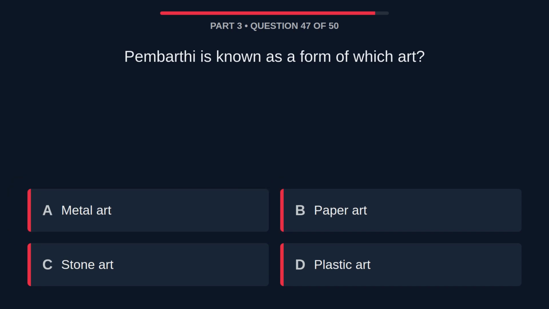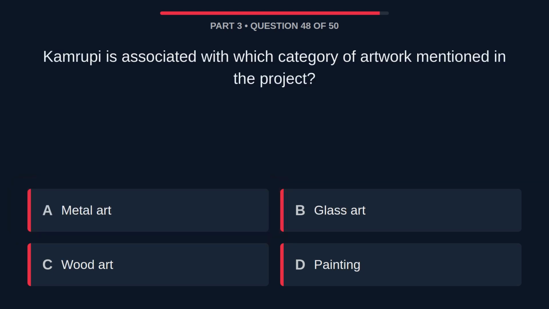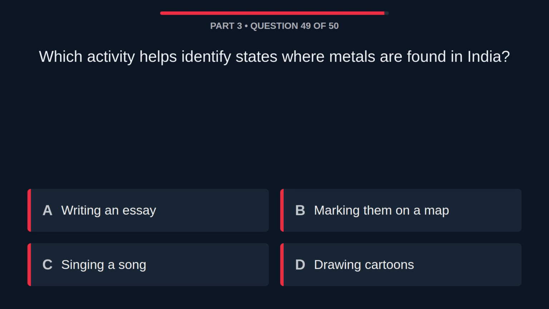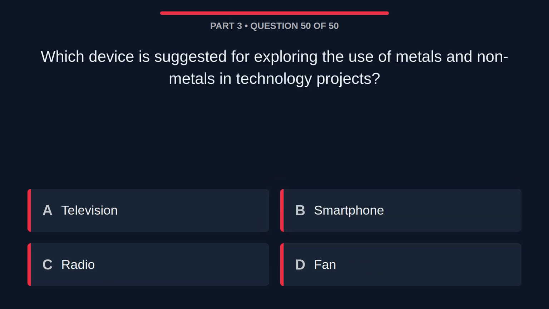Pambarthi is known as a form of which art? Kamrupi is associated with which category of artwork mentioned in the project? Which activity helps identify states where metals are found in India? Which device is suggested for exploring the use of metals and non-metals in technology projects?